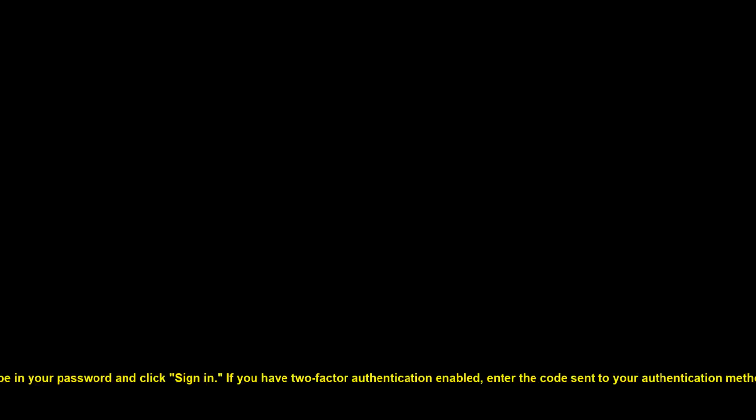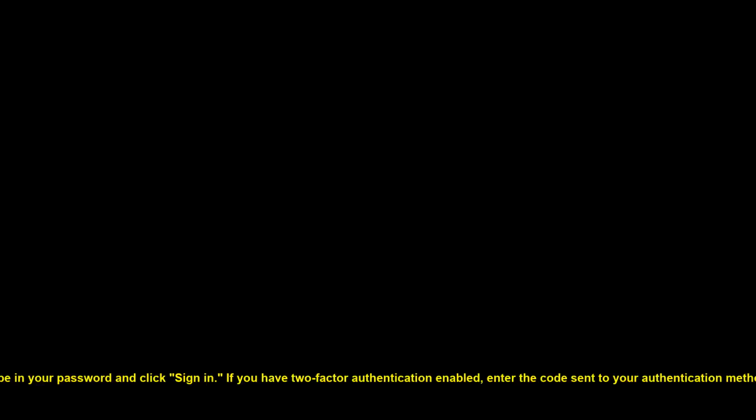Click the Continue button. If prompted, check your inbox for a confirmation email from Slack. Open the email and click on the Sign In to Slack button. You will be redirected back to the Slack workspace login page. Type in your password and click Sign In.